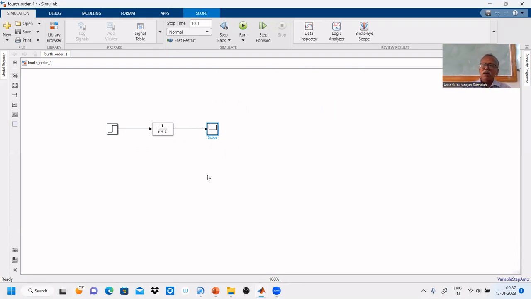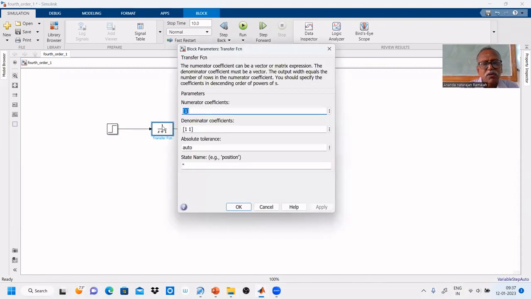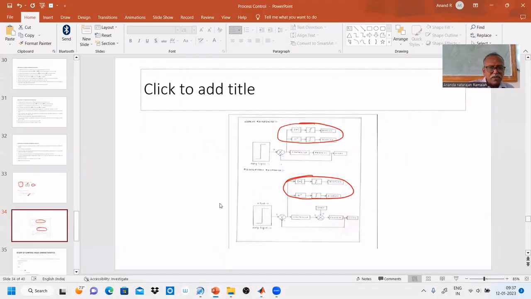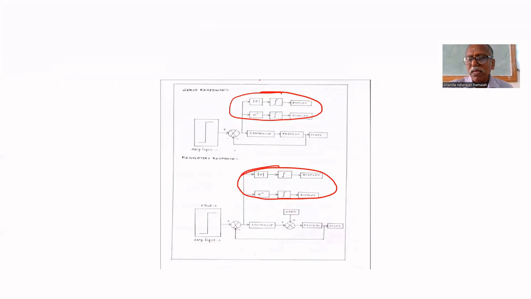So this is ready for the reaction curve. But the transfer function given here may not be correct. It is given as 1 by s plus 1. So we have to select the transfer function 1 by s plus 1 to the power 4. You cannot enter it directly. We can enter polynomial coefficients. But here it is s plus 1 to the power 4. That's why we have to expand this.